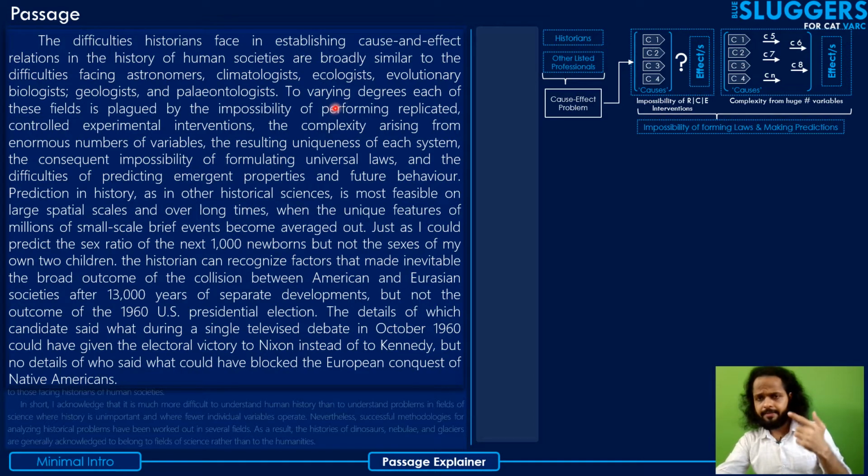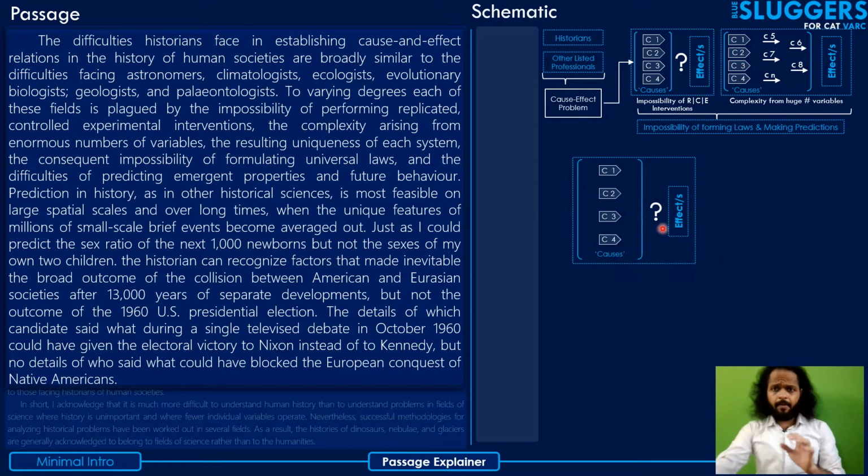Next, in the next part he goes on to list what these difficulties are. So he says, to varying degrees, each of these fields is plagued by the impossibility of performing replicated controlled experimental interventions. That's the first difficulty. Impossibility of performing replicated controlled experimental interventions. What does that mean? What do we mean when we say that? What does performing replicated controlled experimental intervention mean? Let me try to explain to you.